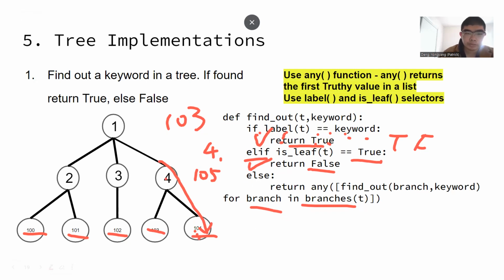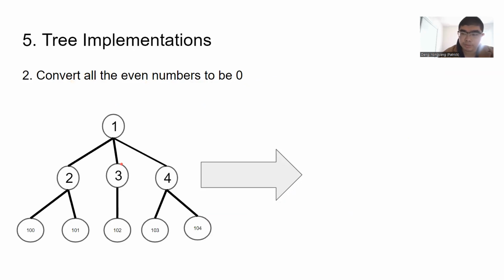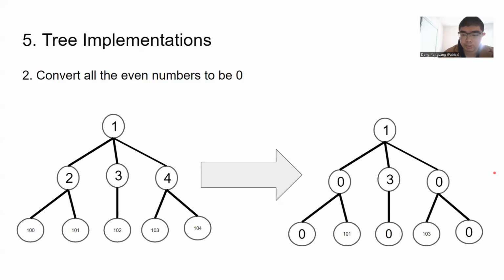Yeah. So this is the first question. And for the second one, I want to convert all the even numbers to be 0. Suppose I still have this tree. So we have to find out all even numbers. Suppose I have 2, 4, 100, 102, 104. I want to convert all of that into 0. So let's try. Yeah, it will be like this.